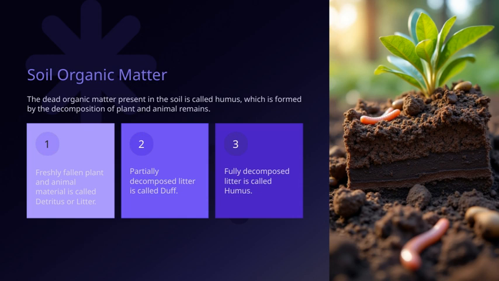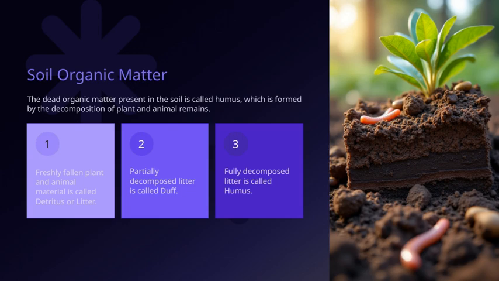Next, we have partially decomposed litter, which is known as duff. Duff is in an intermediate stage. It's broken down more than fresh litter, but hasn't fully turned into humus yet. And then we have freshly fallen plant and animal material, which is called detritus or litter. This is the initial organic matter that arrives on the soil's surface before decomposition begins.